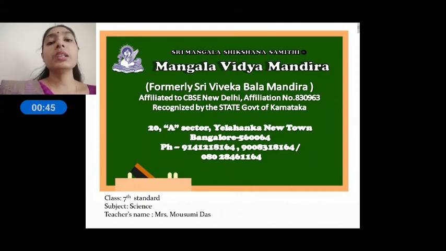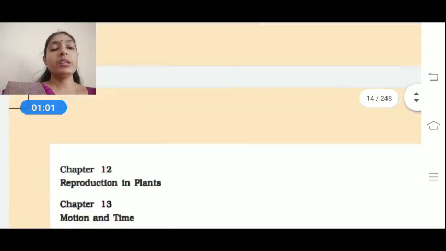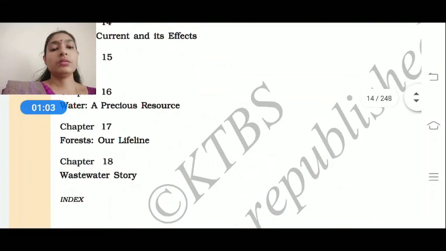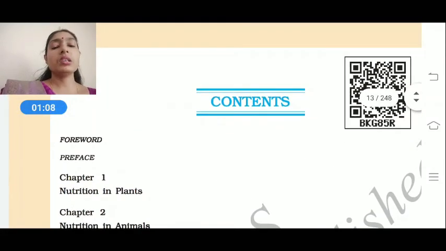Before starting the lesson, let us see how many chapters there are to study this year. This is the content in the textbook for this year, 7th standard. You have a total of 18 lessons. Today I am going to start with lesson 1, or chapter 1, Nutrition in Plants.